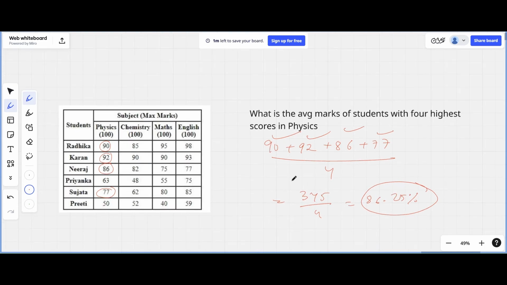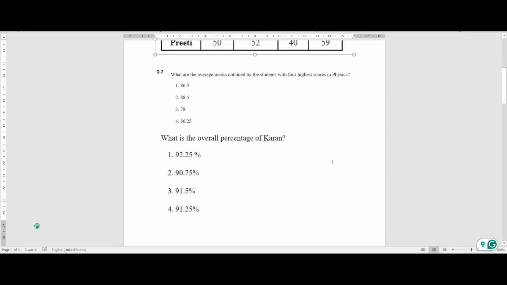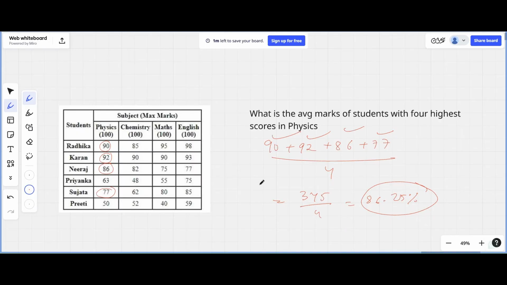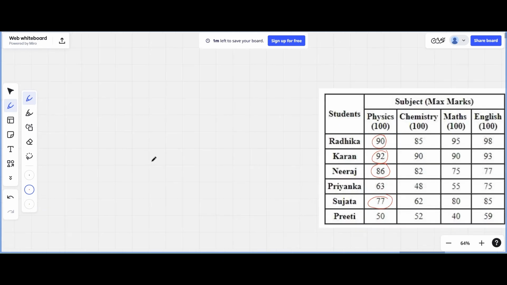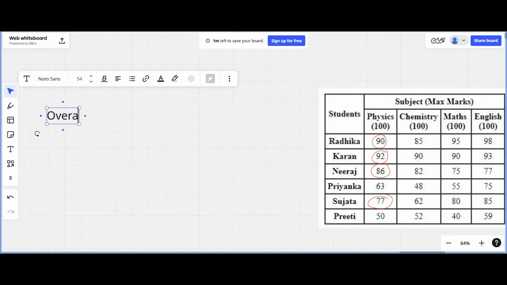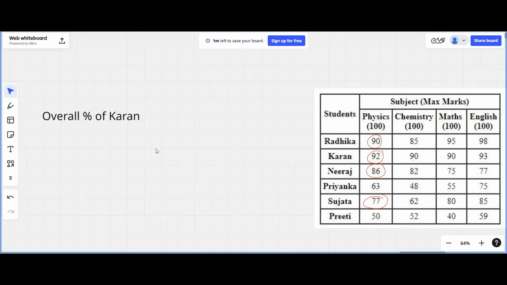The next question is: what is the overall percentage of Karan? See, it's so easy. DI is so easy. Overall percentage of Karan. Now, Alex, tell me what are the marks of Karan?